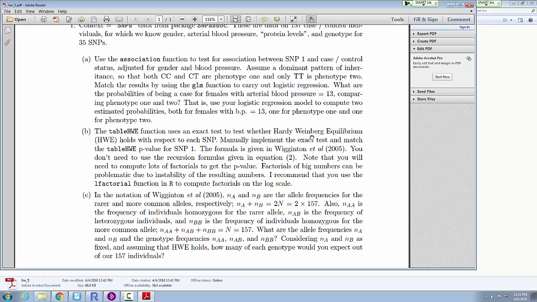So I want you to know what Hardy-Weinberg equilibrium is, and I want you to match the p-value. I'll show you the formula for computing the p-value. I think it's informative to understand the rationale behind it. It helps you to understand the genetics a little bit. So we will talk about that, and then this last problem is tied to part B. They're both equilibrium-based questions.